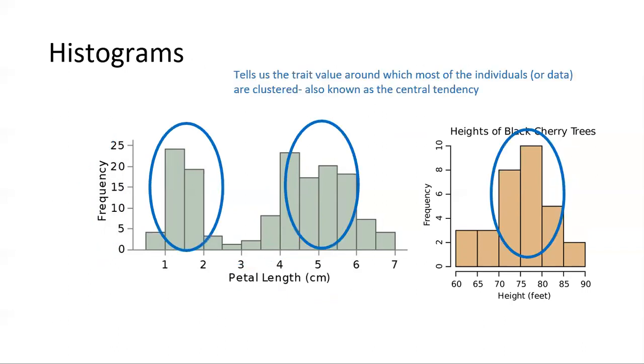Histograms are also a useful way to visually display the central tendency of data. And central tendency refers to where the data typically clusters together. In these two histograms, that would be petal lengths of around 1 to 2 centimeters, as well as roughly 4.5 to 6 centimeters, and then also cherry trees with a height of 70 to 85 feet.